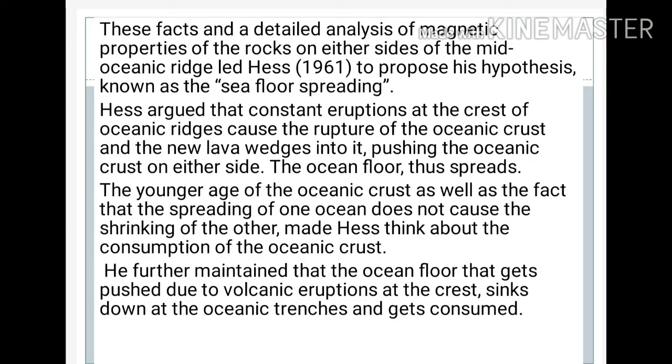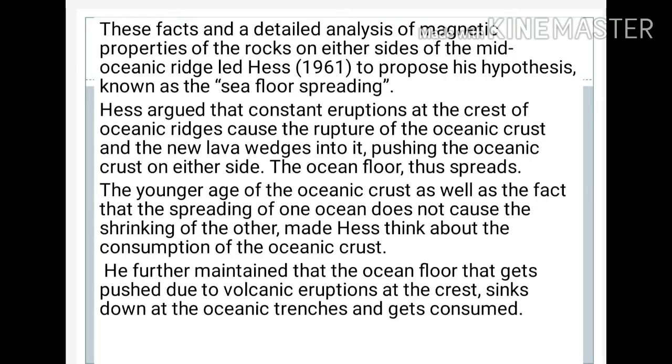These facts and a detailed analysis of the magnetic properties of the rocks on either side of the mid-oceanic ridge led Hess to propose his hypothesis known as seafloor spreading. So seafloor spreading was given by Harry Hess in 1961 after the detailed analysis of the magnetic properties of rocks present on either side of mid-oceanic ridges.